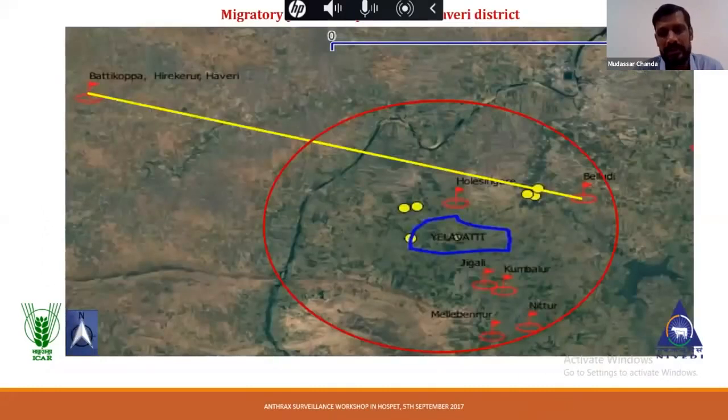This is one interesting map. When we interacted with the migratory farmers and tried to collect the data, we mapped it out and asked the farmers to name the villages which they have visited.